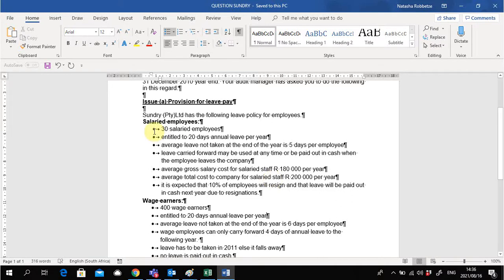So for the salaried staff, they say there are 30 salaried employees, and they are entitled to annual leave of 20 days. On average, the average leave that is not taken is 5 days per employee for a year, and then leave carried forward can be used at any time or be paid out in cash when the employee chooses to leave the company, so when the person resigns. The average gross salary of an employee is 180,000 Rand a year. And the total cost to company is 200,000 Rand a year.